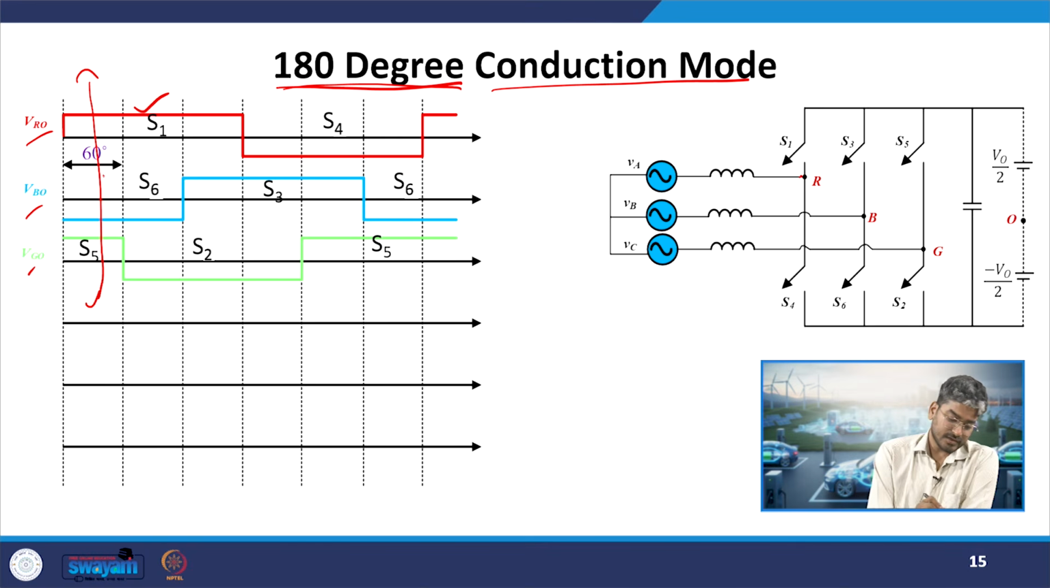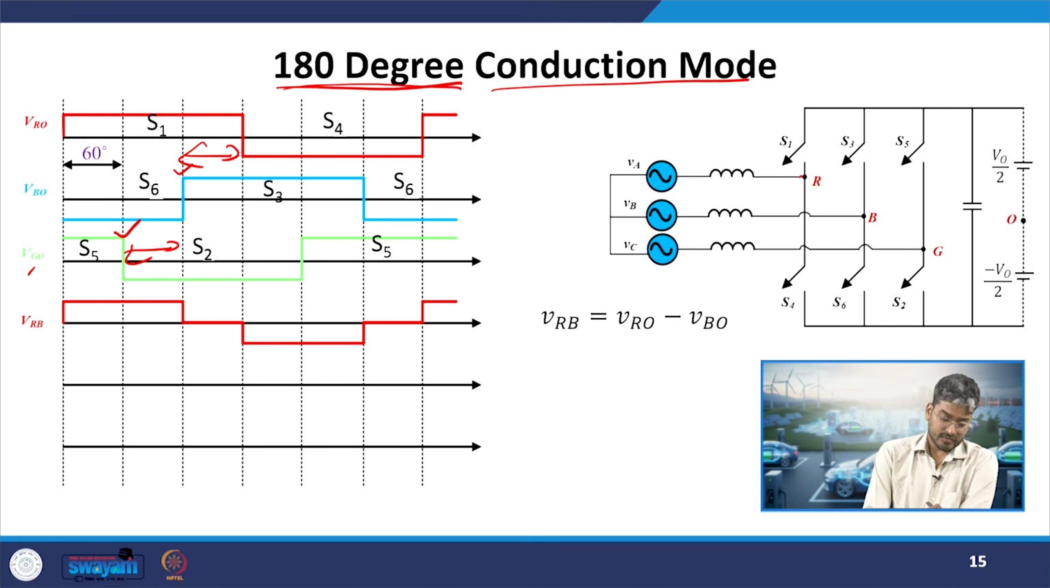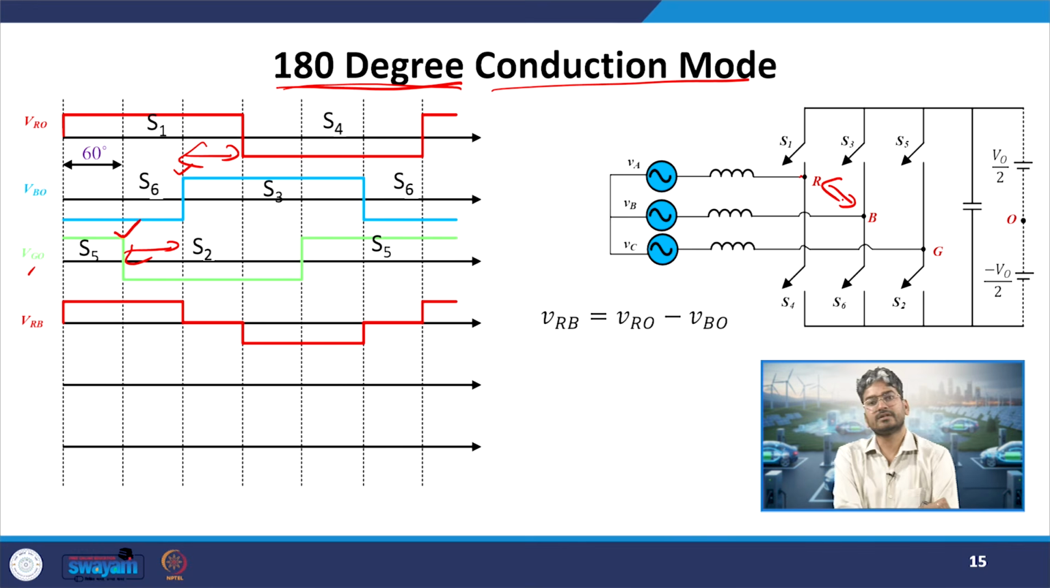Here, after every 60 degrees we have a switching operation. After 60 degrees the third phase has gone into switching. Then in the next 60 degrees the second phase goes into operation. Then after 60 degrees our first phase goes into operation. What will be the first phase? Line voltage. So what is the line voltage now? The difference between the two pole voltages gives me the line voltage.